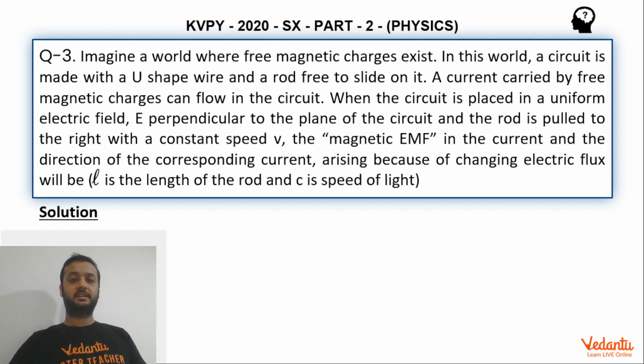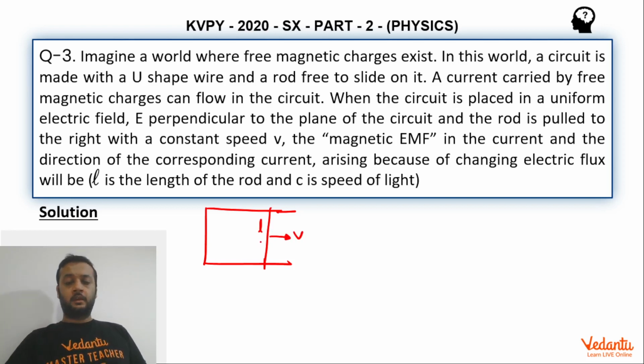But here the question is saying that imagine that free magnetic charges can exist. That means free North Pole or South Pole can exist. Okay, now we have a U-shaped wire, and a rod of length L is being pulled with constant velocity V. And here we have an electric field which is going perpendicular to the screen.